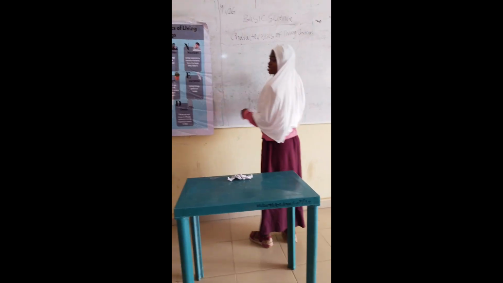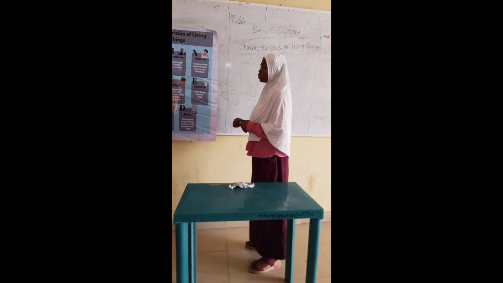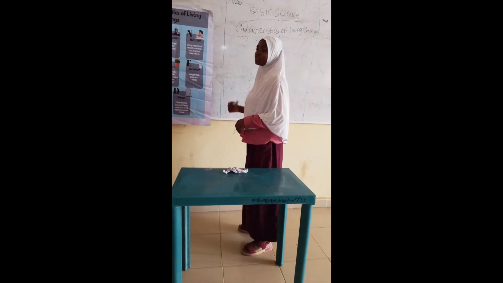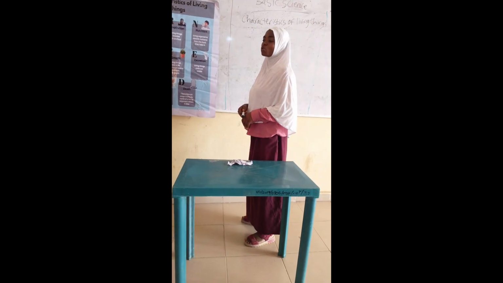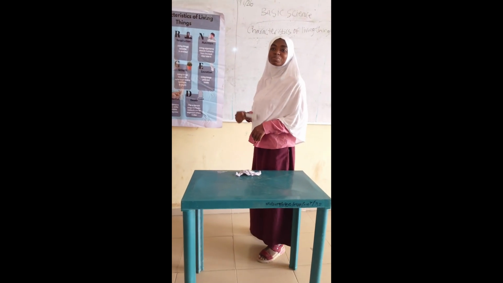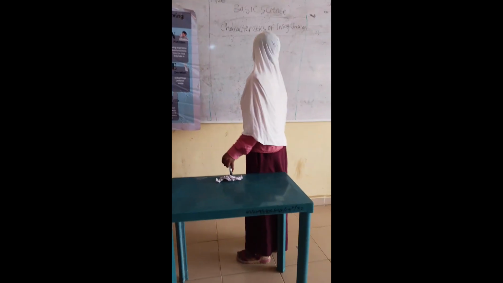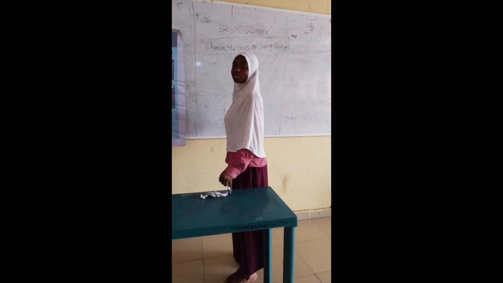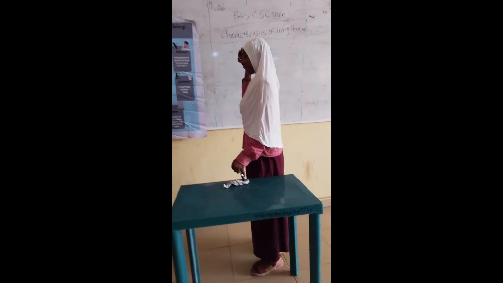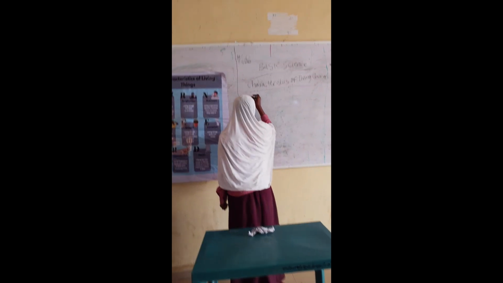So before we start, let me explain. Living things are things that have life in them. Examples are animals and plants. Living things can breathe, they can move, and they can reproduce. So today we are looking at characteristics of living things. We are using the acronym Mr. Niger D.